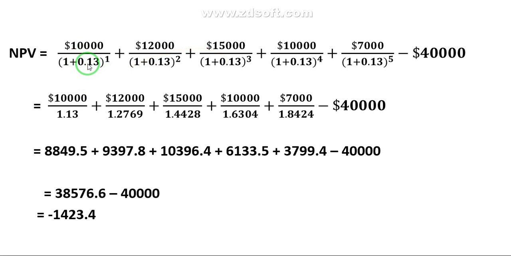Make sure that the interest rate of the project is similar for all the years. It is not going to be changed because the project said 13% for all years. We calculated 13% out of 100 as 0.13. In the first year, $10,000 divided by 1 plus k into the power of 1, for the second year respectively.